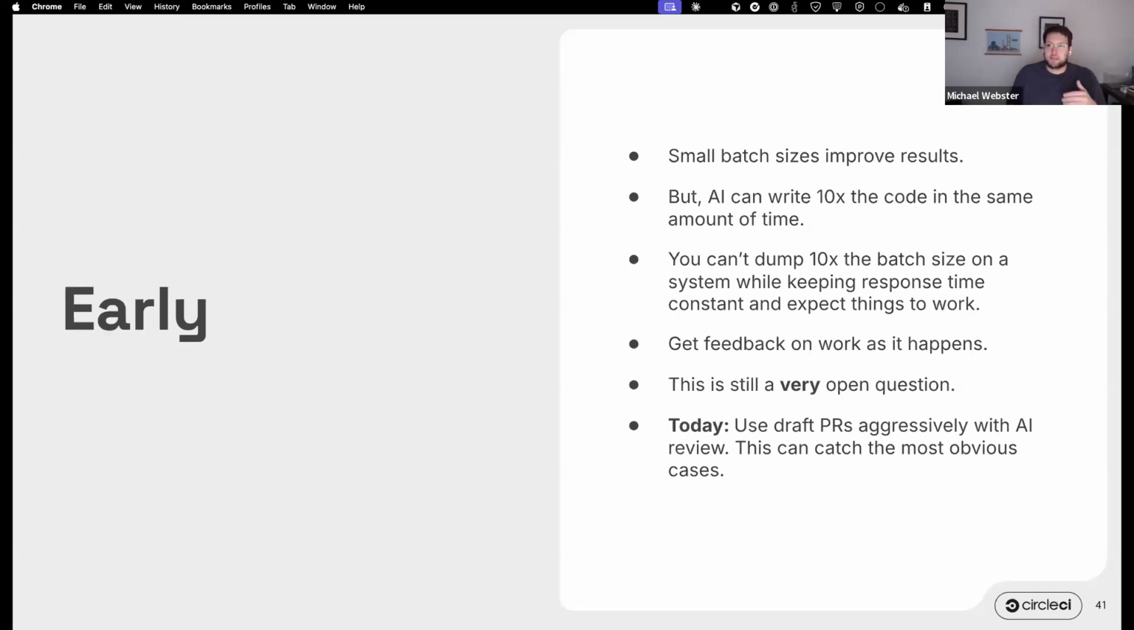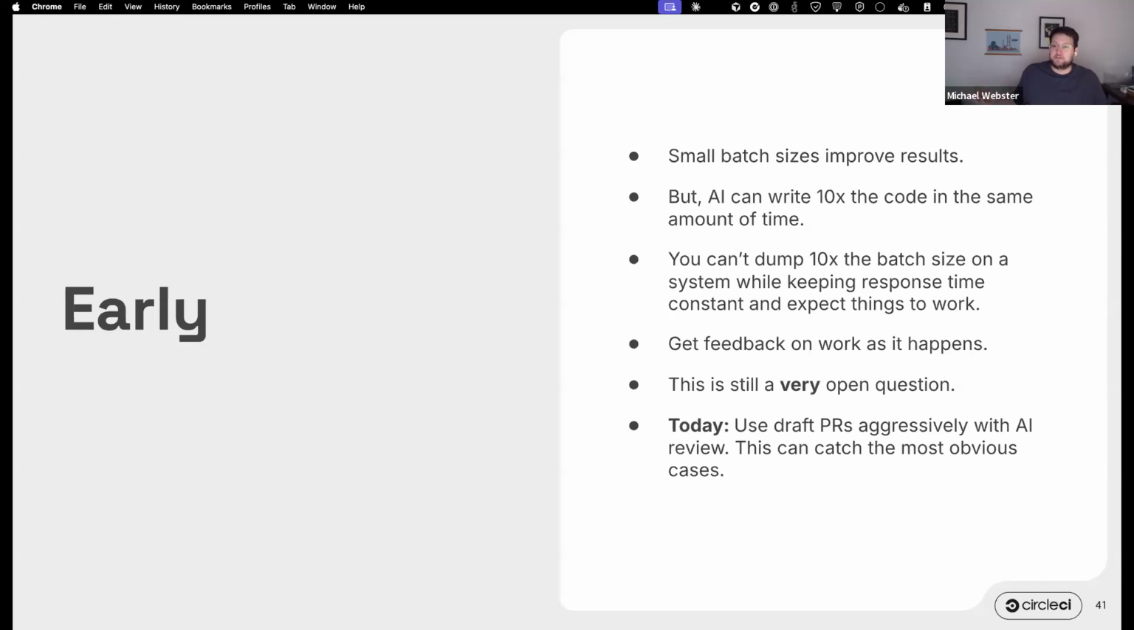But again, when you're working in a system with the typical SDLC, where code review, security scanning, and all of the final checks that have to happen in order to release to production happen after the code is written, if you dump 10x the code into that system, that system is very unlikely to be able to cope with that level of change. So what this ultimately comes down to is trying to get feedback on work as it happens, and doing that in a way that's verifiable and that will satisfy compliance and security regulations.